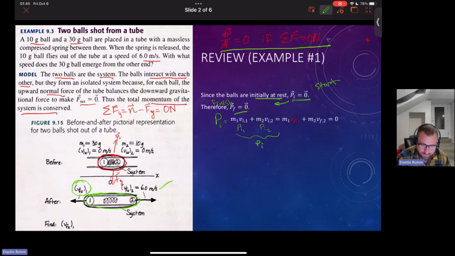So this is our initial total momentum, and this has to equal what we finish with. So here's our final momenta for each object. So we still have ball 1, ball 2, and of course, this has to equal 0. Both of these equal 0.